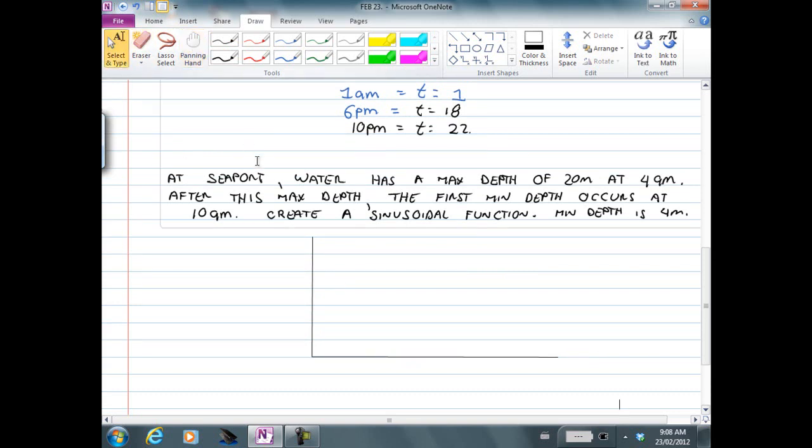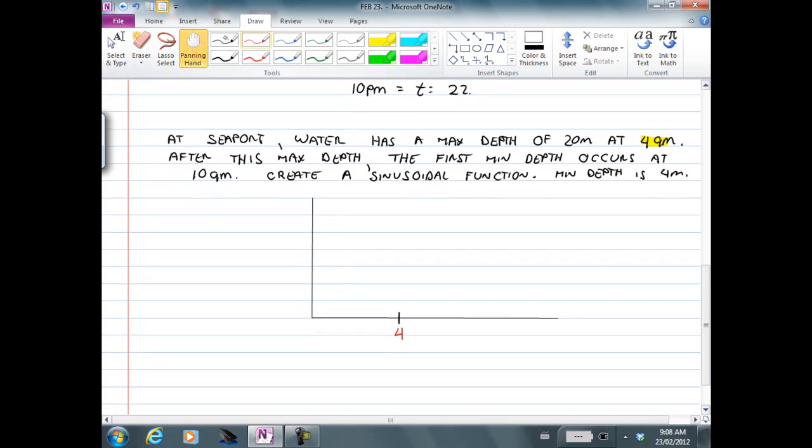So, let's look at this one. My max occurs at 4 a.m. So I'm going to choose a point anywhere, and we'll call this 4 a.m. But more importantly, 4 a.m., remember, refers to your time away from midnight. So in this case, I'm just going to put in 4. I don't need to put in a.m. because I'm just referring to how many hours away from midnight it is. Next, I'm going to put a dot up here. We're going to call this 20.